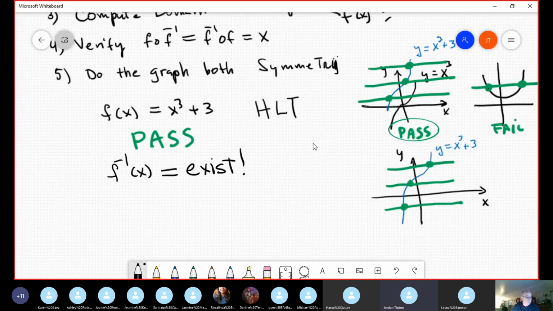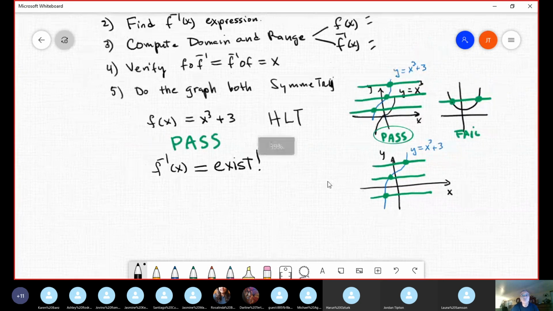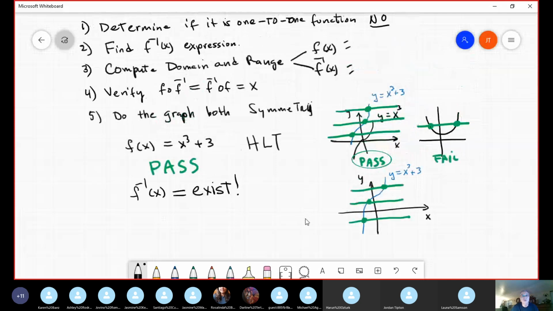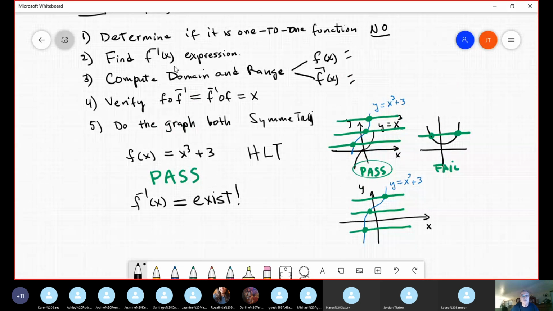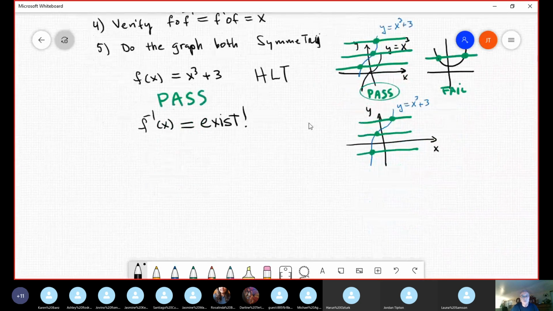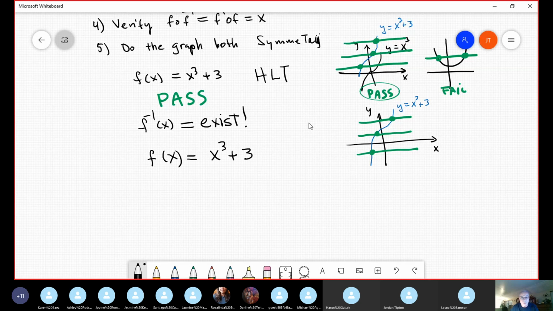Okay? So my second step, which is the most important step in my opinion, is to determine the expression. Find the f inverse expression, the expression for the inverse. What is the procedure? Pay attention. This is the most important moment. I copy f of x equals x cubed plus 3, the original function given at the beginning. I replace f of x with y.